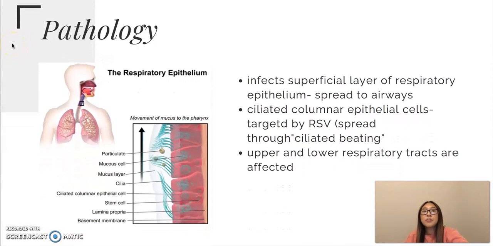It infects a superficial layer of the respiratory epithelium. RSV specifically targets ciliated columnar epithelial cells, which affects the upper and lower respiratory tracts.